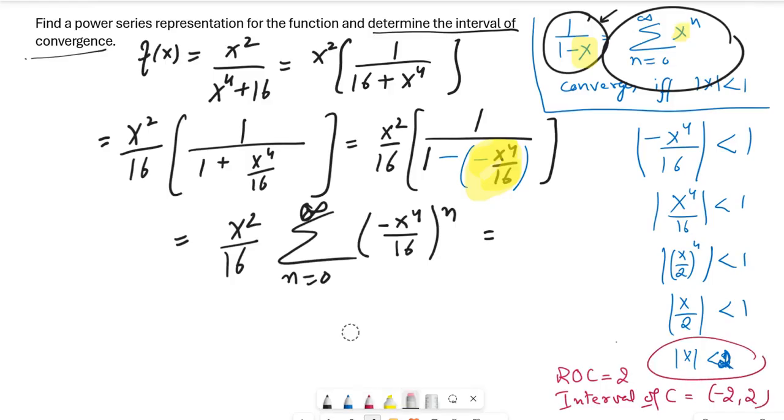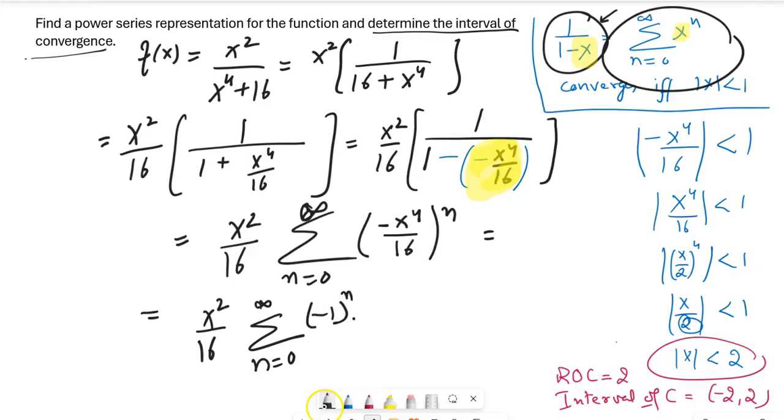Using this fact, right? Let me clear it out. This is here 2 because I multiplied with 2 on both sides. So that's one part. We are almost done. We just need to expand this series a little bit properly. So this can be written as x squared by 16, sigma n from 0 to infinity, negative 1 to the power n times x to the power 4n divided by 2 to the power 4n, right? Because 16 is 2 to the power 4, to the power n. So powers multiply.